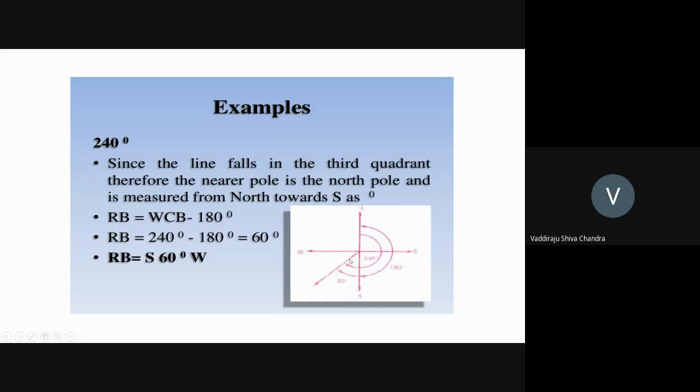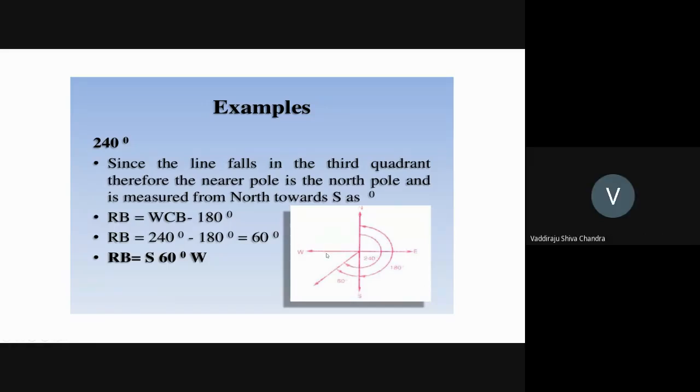So which is nearer to this line now? South and west are nearer, right? So from north, the value is 240. Up to the south direction, it is 180. So what is the balance here? From south, it is 60 degrees, right? So it is south 60 degrees west.